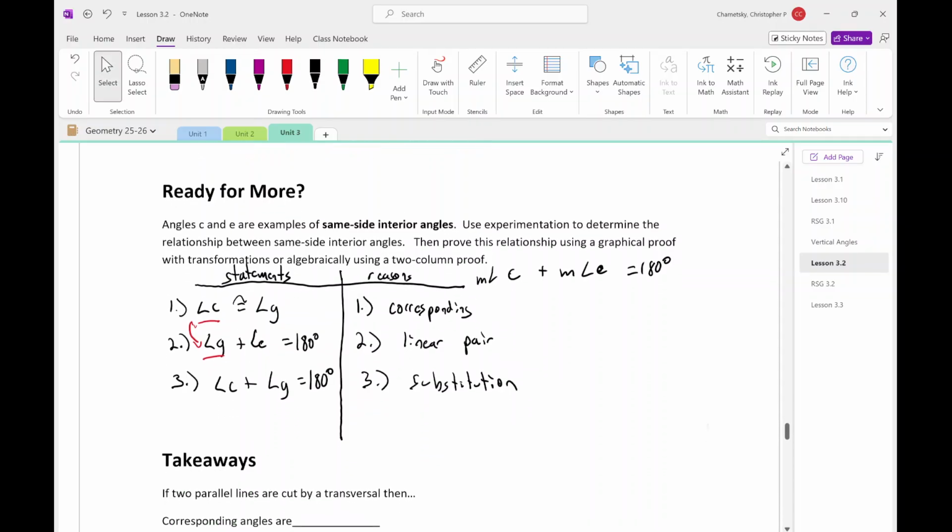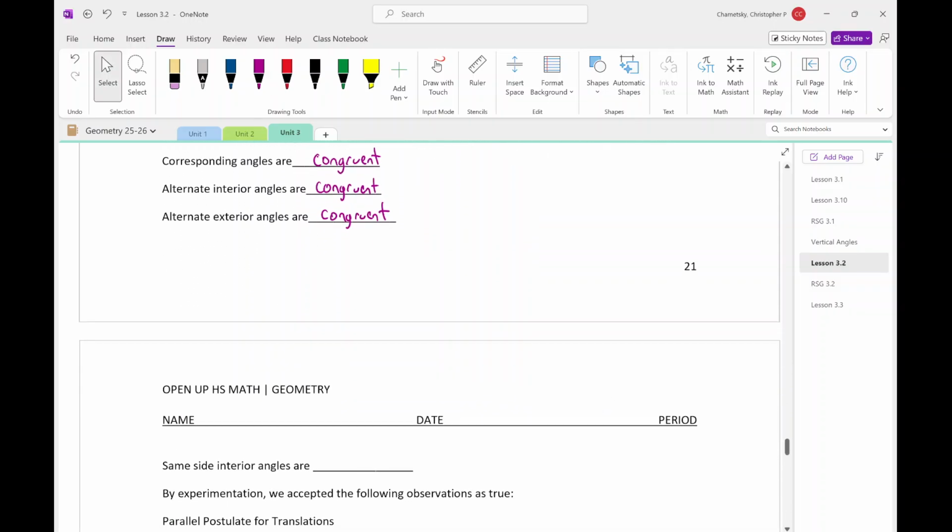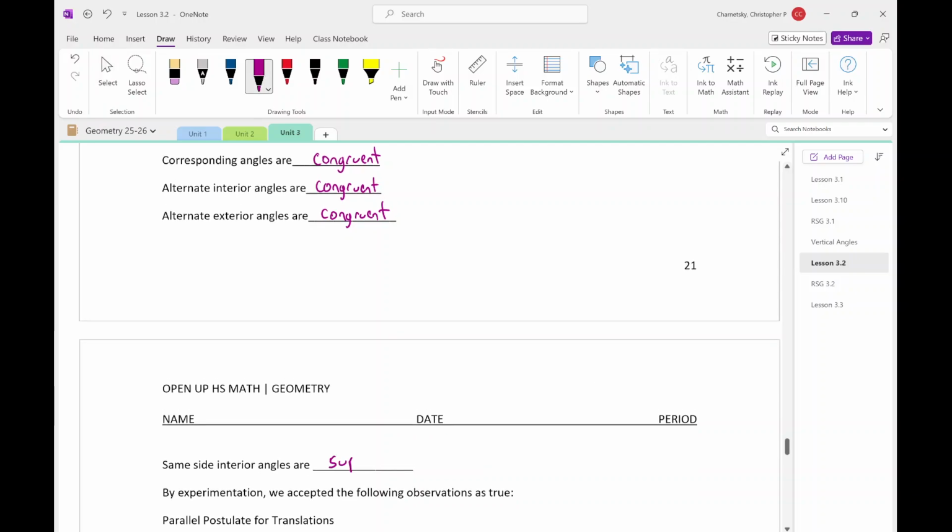Okay, our takeaways. So we saw that corresponding angles were congruent. We saw alternate interior angles were congruent. And we saw alternate exterior angles were congruent. And finally, we saw that same side interior angles were supplementary, which means they add to 180.